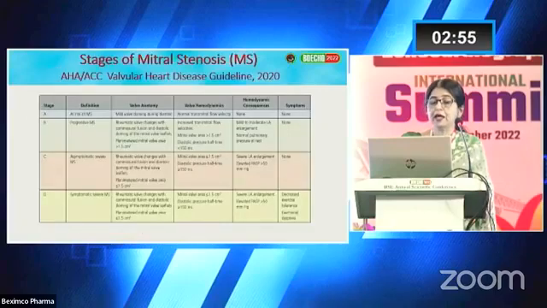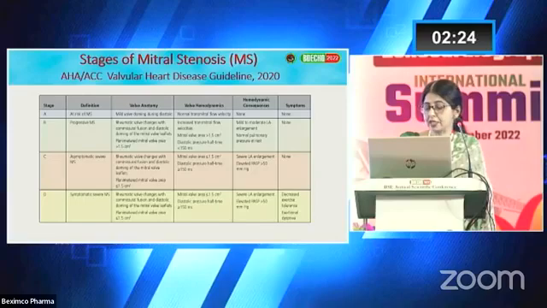There is another guideline, the 2020 ACC/AHA valvular heart disease guideline, where mitral stenosis is classified in different stages. The difference between these two guidelines is that in the 2020 guideline, mitral stenosis is considered severe when valve area is less than 1.5 centimeters square and pressure half time is more than 150 milliseconds. When there is presence of symptoms, it is considered symptomatic severe. With absence of symptoms, it is asymptomatic severe.